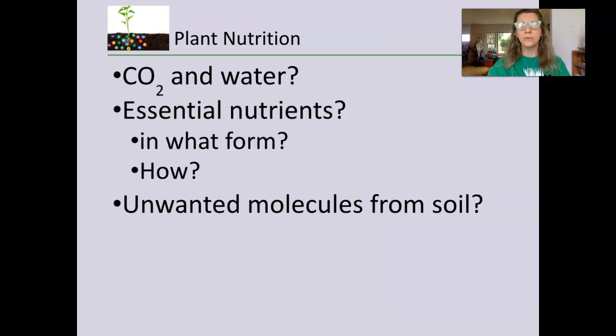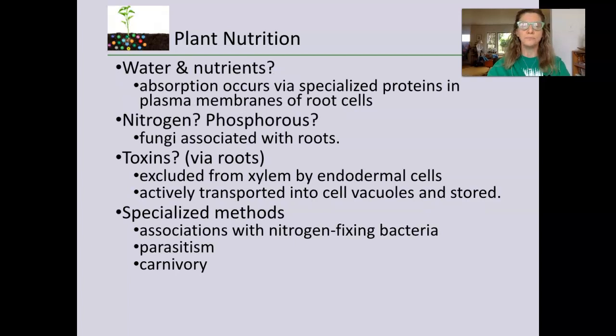So what do plants need to grow? Well, you probably guessed CO2 and water at the very least. But they also need essential nutrients. We're going to talk about in what form they get them, how they get them, and are there unwanted molecules in the soil, and how do plants deal with that?